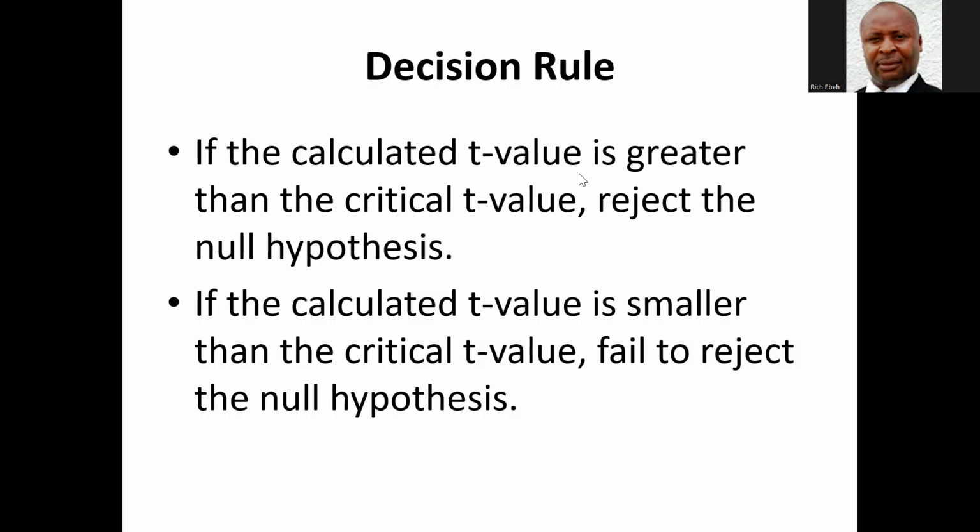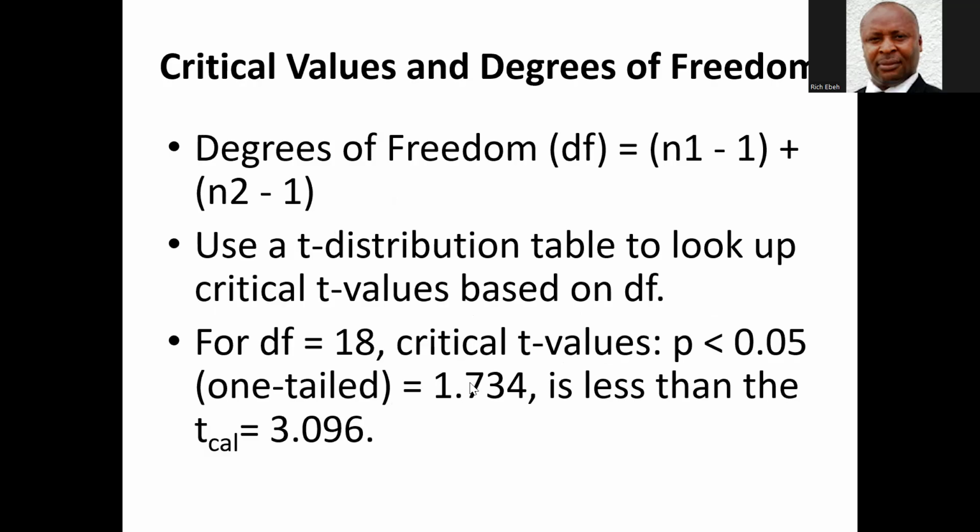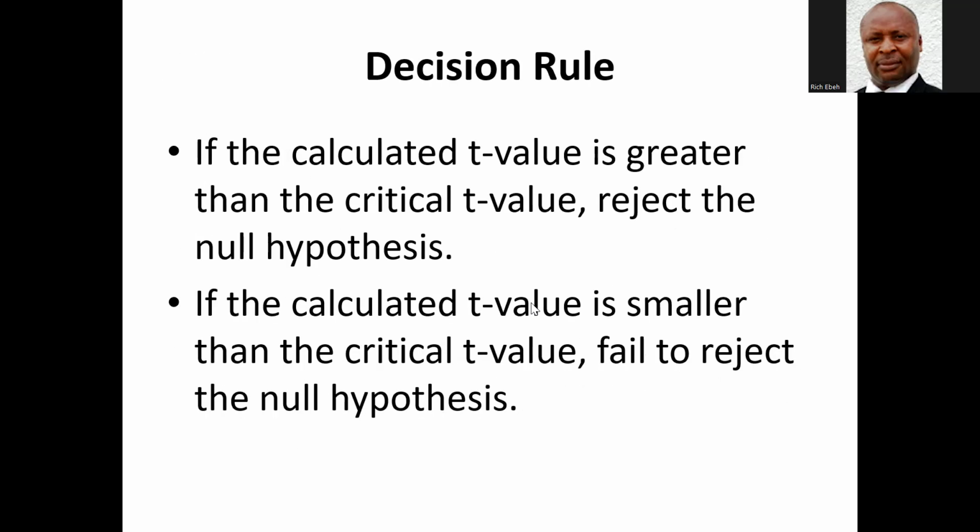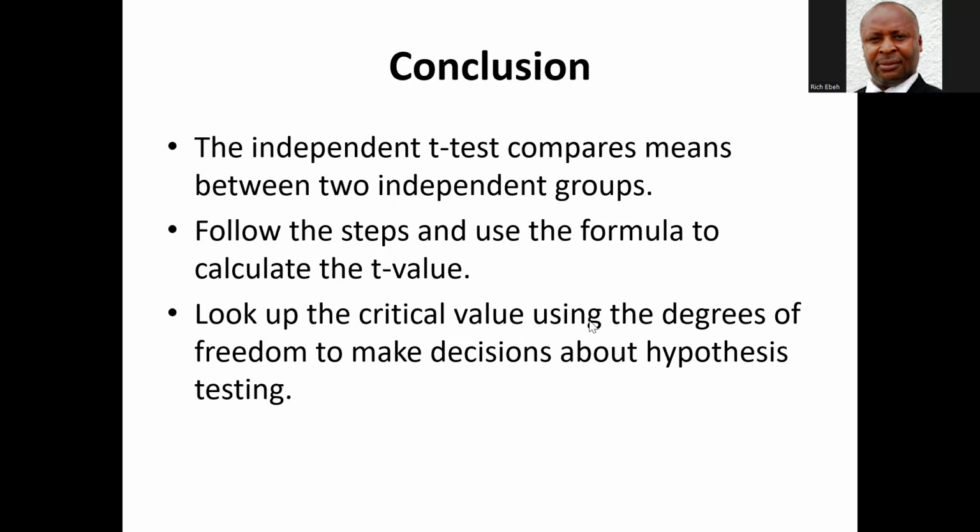So our calculated T value is actually greater than the critical T value. Our calculated T value, 3.096, is greater than 1.734. So we reject the null hypothesis and state that there is a significant mean difference between condition 1 and condition 2. However, if the calculated T value is smaller than the critical value, you will fail to reject the null hypothesis. This is the normal decision rule. But in our case here, the first decision applied to us.